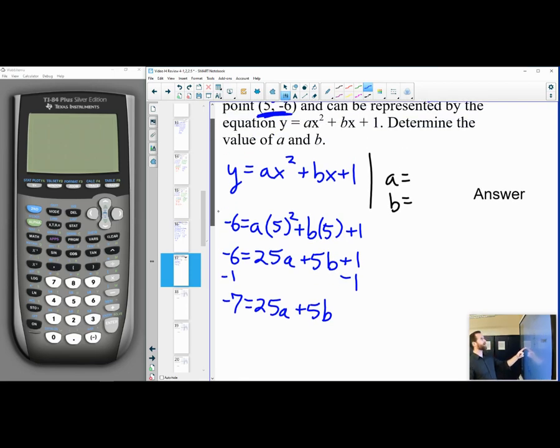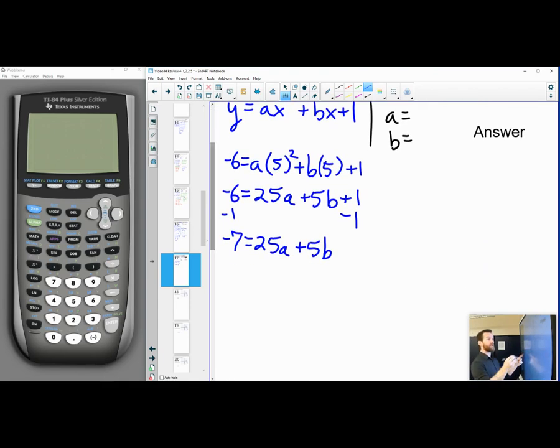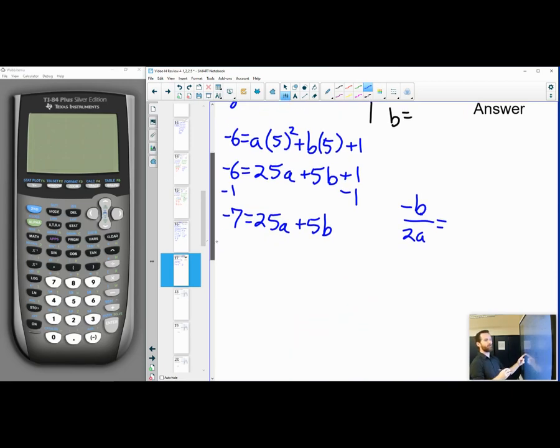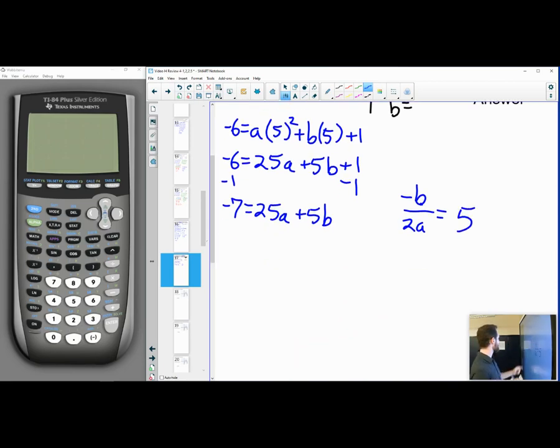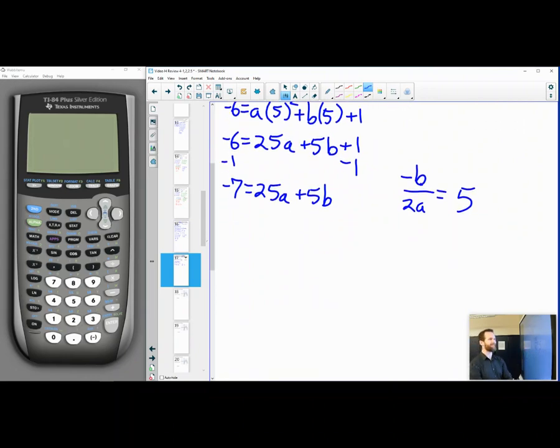That's as far as we can go with that equation, but we have not yet used the fact that this point 5, negative 6 is the vertex. Since we're working in standard form, we know negative b over 2a is going to equal whatever the x-coordinate of the vertex is, and that's going to be 5, right there. Again, we can't do that with any old point. We can only do that with the vertex. It was 5, right? Good. That's what I get for trying to talk and write at the same time.